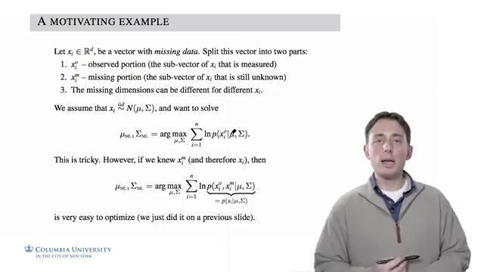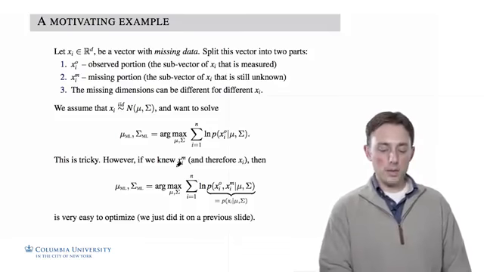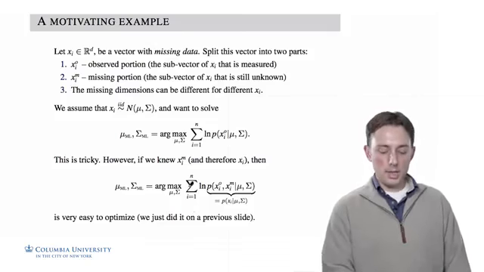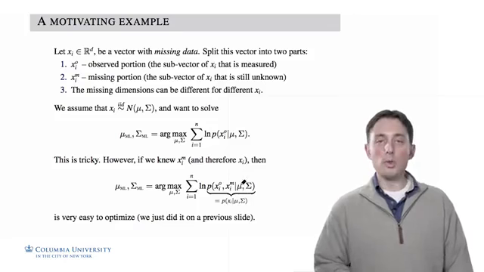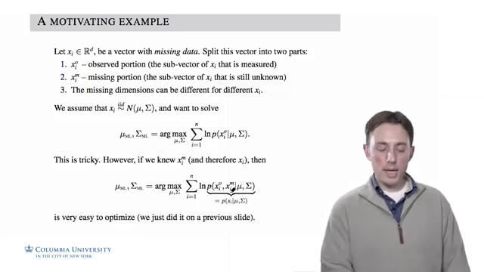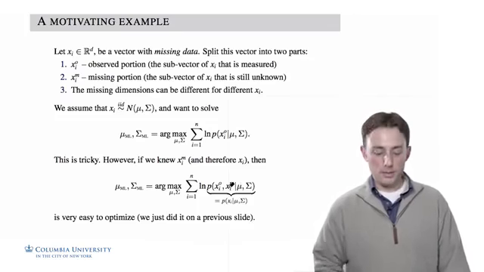However, we think that if we knew the missing portion, so if we knew xi^m, if we had values for those missing dimensions, and therefore we knew all of xi, then we could easily maximize this thing. So we can take the argmax of the log of the joint likelihood of the observed and missing portion over mu and sigma. That's actually what we've already seen on a previous slide, but that assumes that we know the values in this missing portion of the vector.